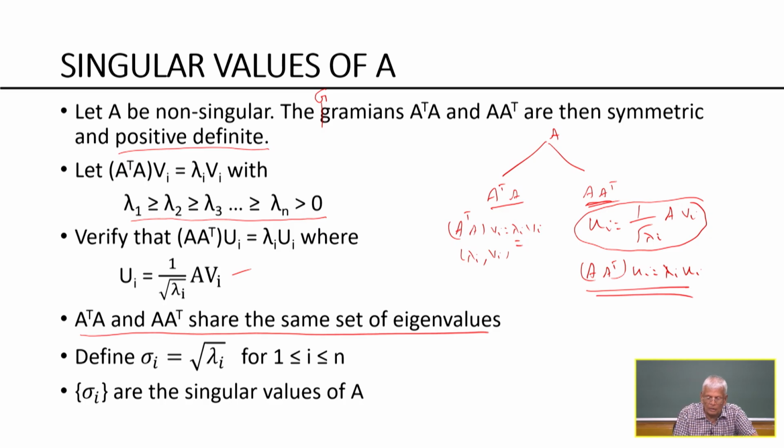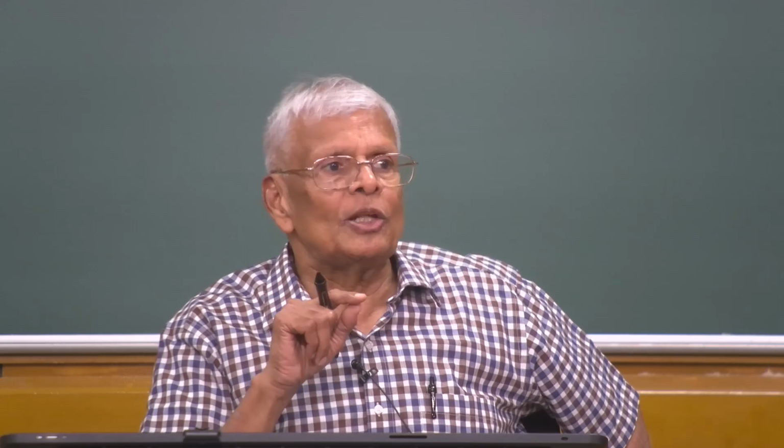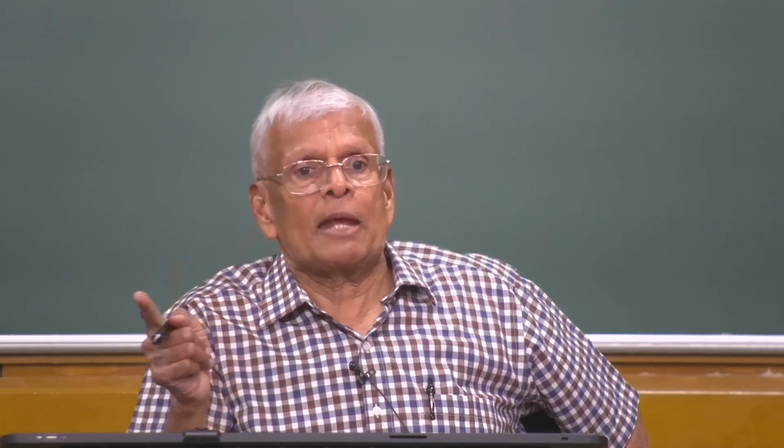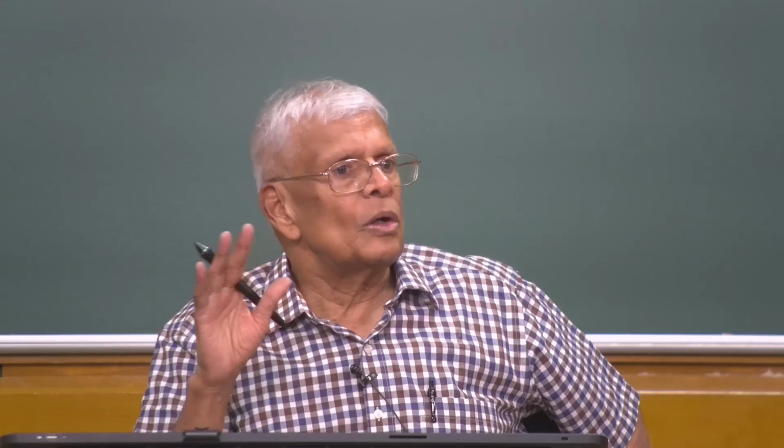Thus, being positive definite, all the lambdas are greater than 0. I can take the square root. So I label sigma i to be the square root of lambda i. The square roots of the eigenvalues of A transpose A, that's called the singular values of A. Sigma i are called the singular values of A, where lambda i's are the eigenvalues of the Gramian. Are you all with me now?